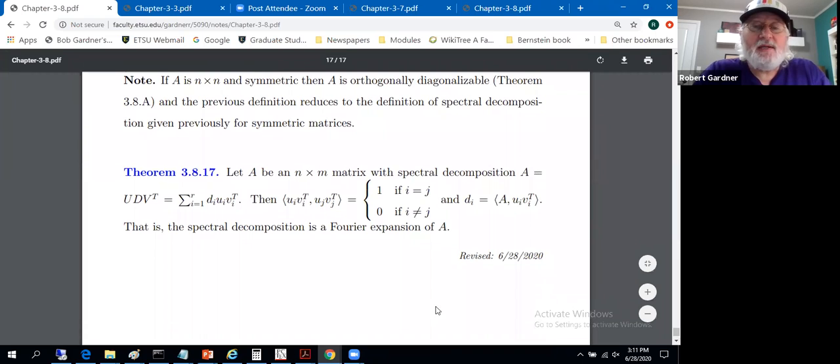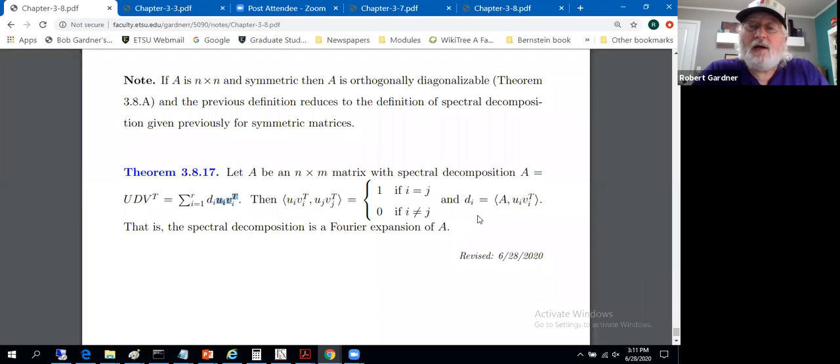So one final thing related to these spectral decompositions and Fourier expansions. Let A be an n by n matrix with spectral decomposition as given. Then the claim is, looking at these matrices, the inner product of u sub i, v sub i transpose, and u sub j, v sub j transpose is 1 when i and j are the same, 0 when they're different. The d sub i's, as we saw above, when we deal with the Fourier expansions, we'll get the Fourier coefficients out in terms of projections. Let's go through proof of that.